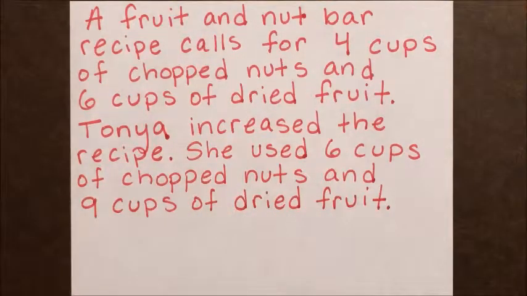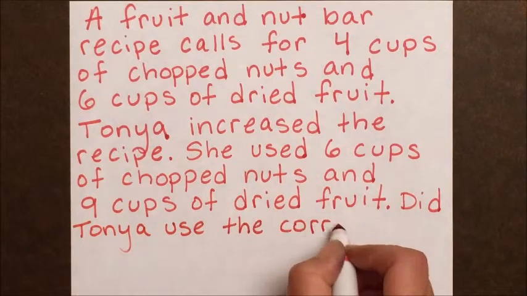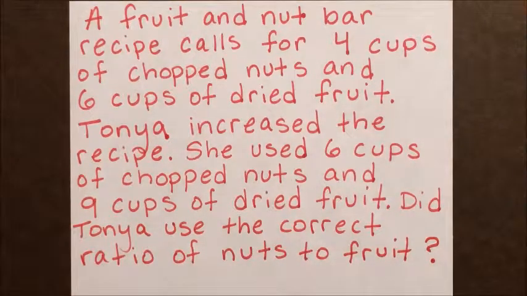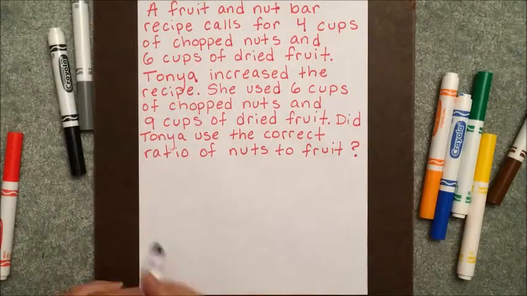Now in a recipe, when we increase it, you want to keep the same ratio or the same proportion for it to taste the same. So what would we want to find out from this question? Well, we'd want to know, did Tanya use the correct ratio of nuts to fruit? So these types of comparing problems have 3 steps that you want to go through.